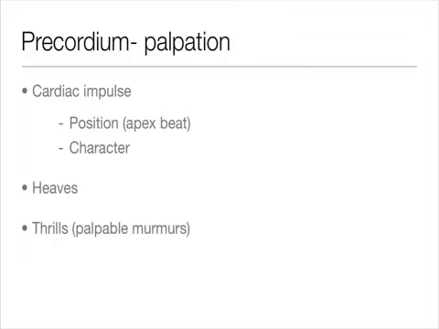So next you should feel for the character of the impulse with the flat of your hand, and we'll go through this on the next slide. You should also feel with the flat of your hand on the left side of the sternum and the right side of the sternum for any heaves, and this is caused by enlargement of the chamber on that side. So if a left heave is what you're feeling, this could represent left ventricular hypertrophy, and any right ventricular heaves represent right ventricular hypertrophy. Thrills are palpable murmurs, and some of the thrills you may feel are due to a tight aortic stenosis or ventricular septal defect.